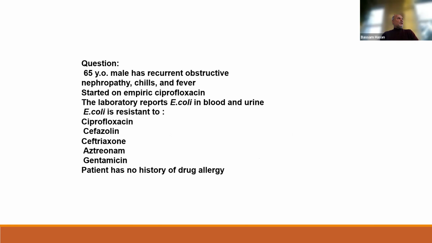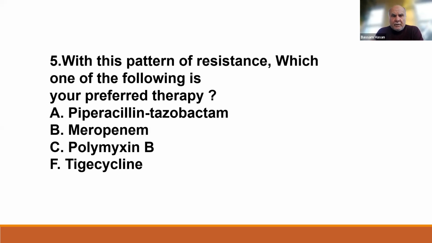Okay, I have a question for you. A 65-year-old male has recurrent obstructive nephropathy, chills and fever. He started on empiric ciprofloxacin. The laboratory reports E. coli in blood and urine. The E. coli is resistant to cipro, cefazolin, ceftriaxone, Bactrim, gentamicin. Patient has no history of drug allergy. With this pattern of resistance, which of the following is your preferred therapy? Piperacillin-tazobactam, meropenem, polymyxin B, or tigecycline?